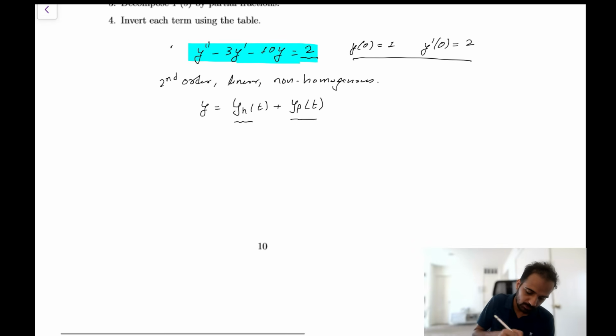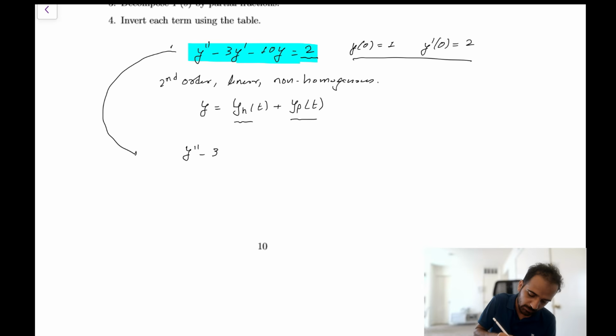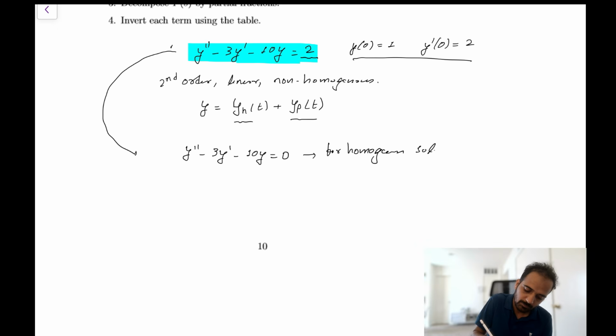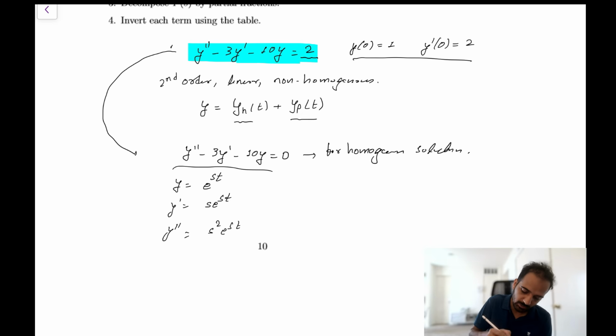So for the homogeneous solution, let's take the homogeneous form of the ODE. That will be y double prime minus 3y prime minus 10y is equal to 0. We can assume our homogeneous solution is e to the st. Our y prime will be s e to the st, and our y double prime will be s squared e to the st.